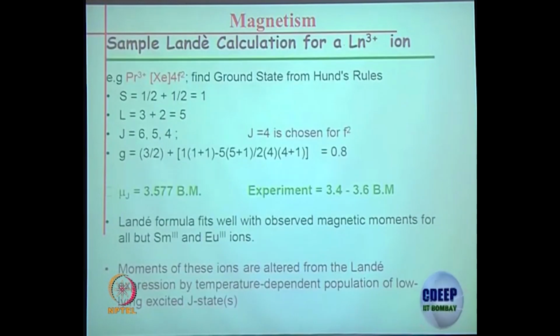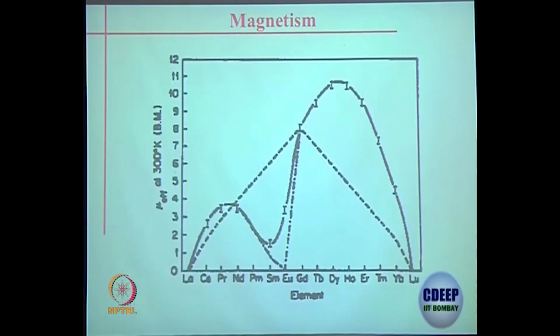Okay, now let me move on. So this is the theoretically calculated value, and this is the experimentally observed value. It is quite close, that's good enough. Here you do not have to worry about any orbital angular momentum because you are already taking care of it. You are calculating based on that.